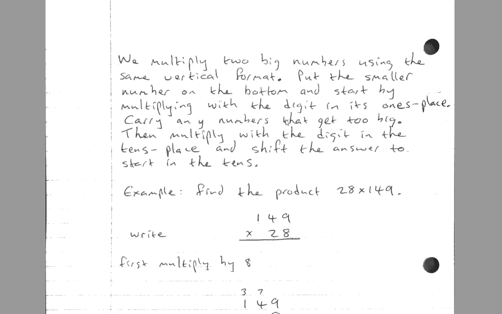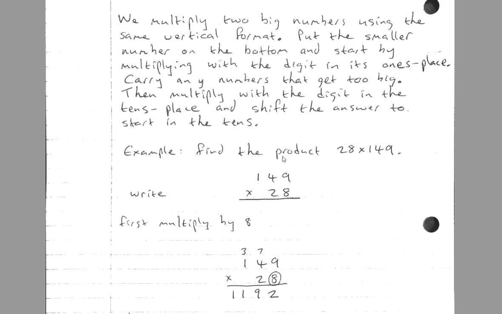Okay, and then the idea is you start by multiplying with the digit in the ones place for the number on the bottom. Any numbers that get too big get carried into the next column. And then once you've finished with the ones, then multiply by the digit in the tens place. And the answer there gets shifted to start in the tens column. So an example, we want to work out 28 times 149.